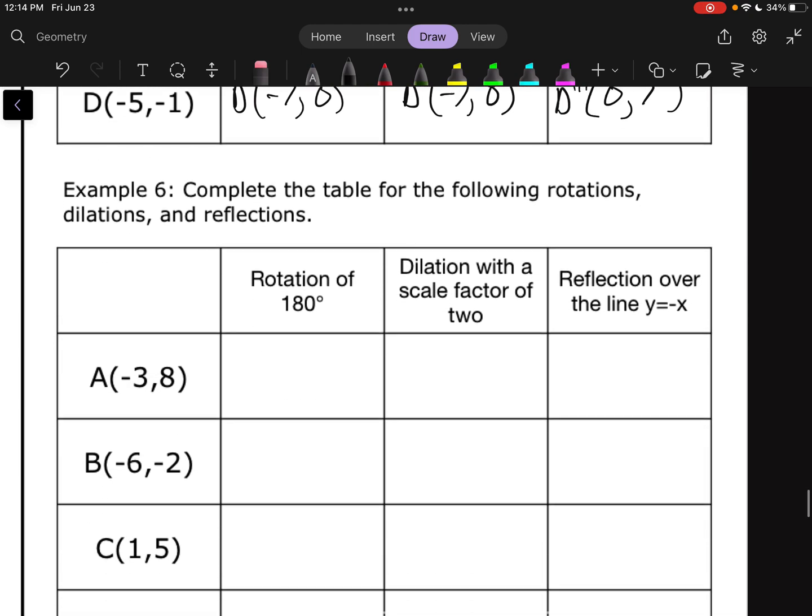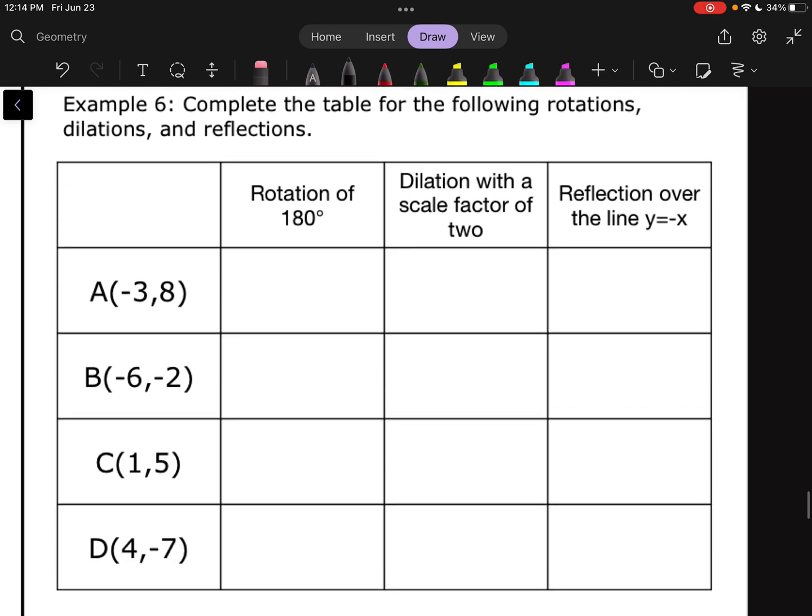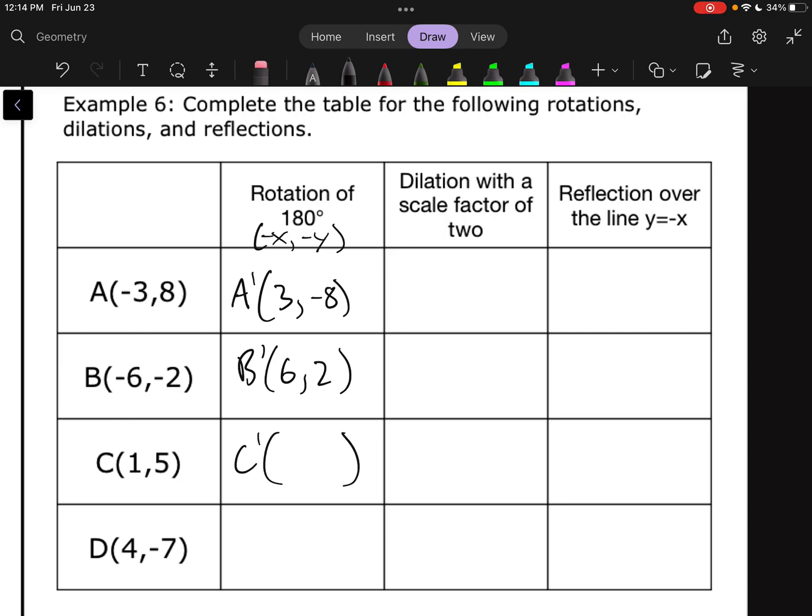And then last one here, same deal, but we got some new rules. So starting off with a rotation of 180, that was negative x, negative y. So a prime, negative 3 goes to positive 3, 8 goes to negative 8. For b prime, negative 6 goes to positive 6, negative 2 goes to positive 2. For c prime, 1 goes to negative 1, 5 goes to negative 5. And for d prime, 4 goes to negative 4, negative 7 goes to positive 7.